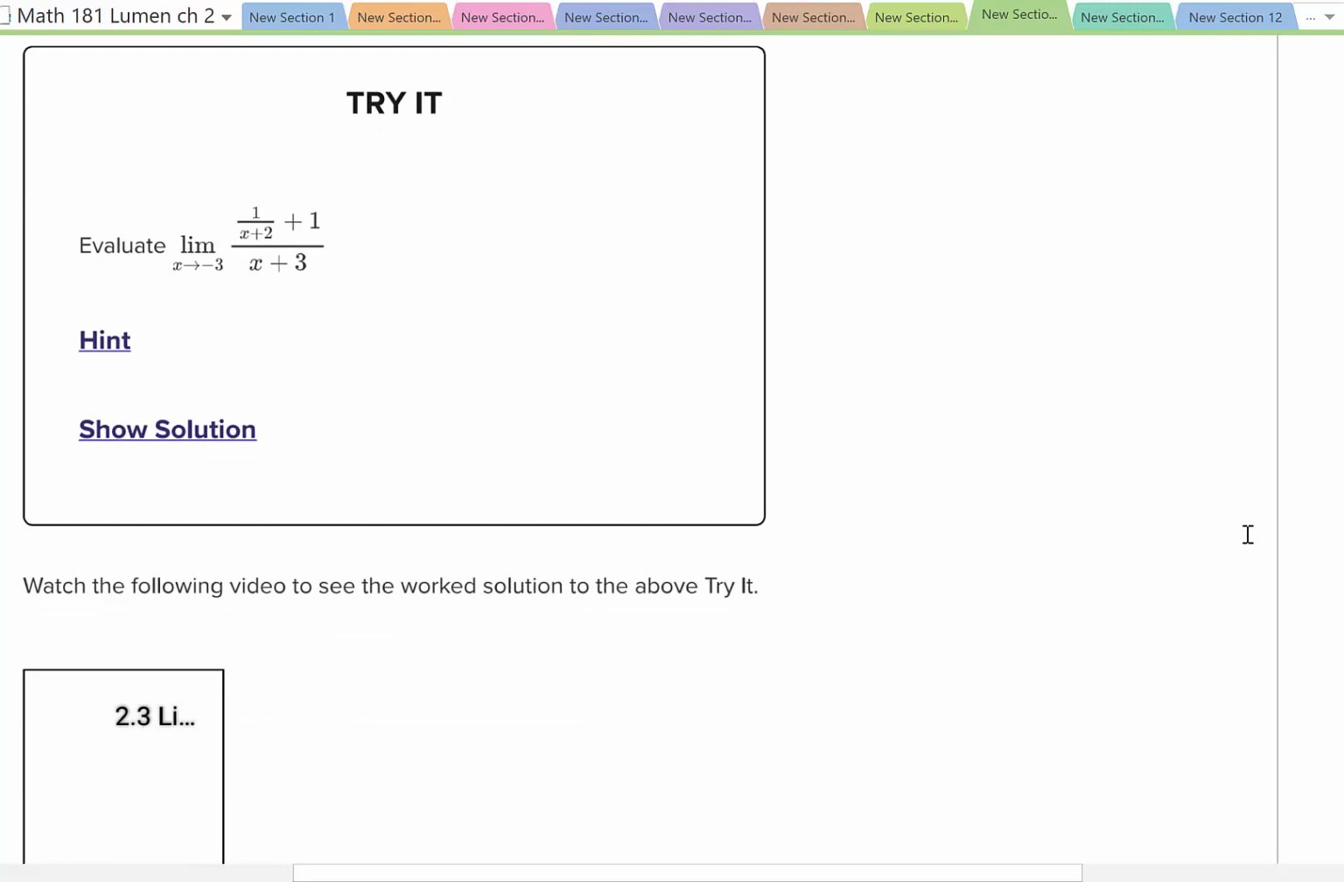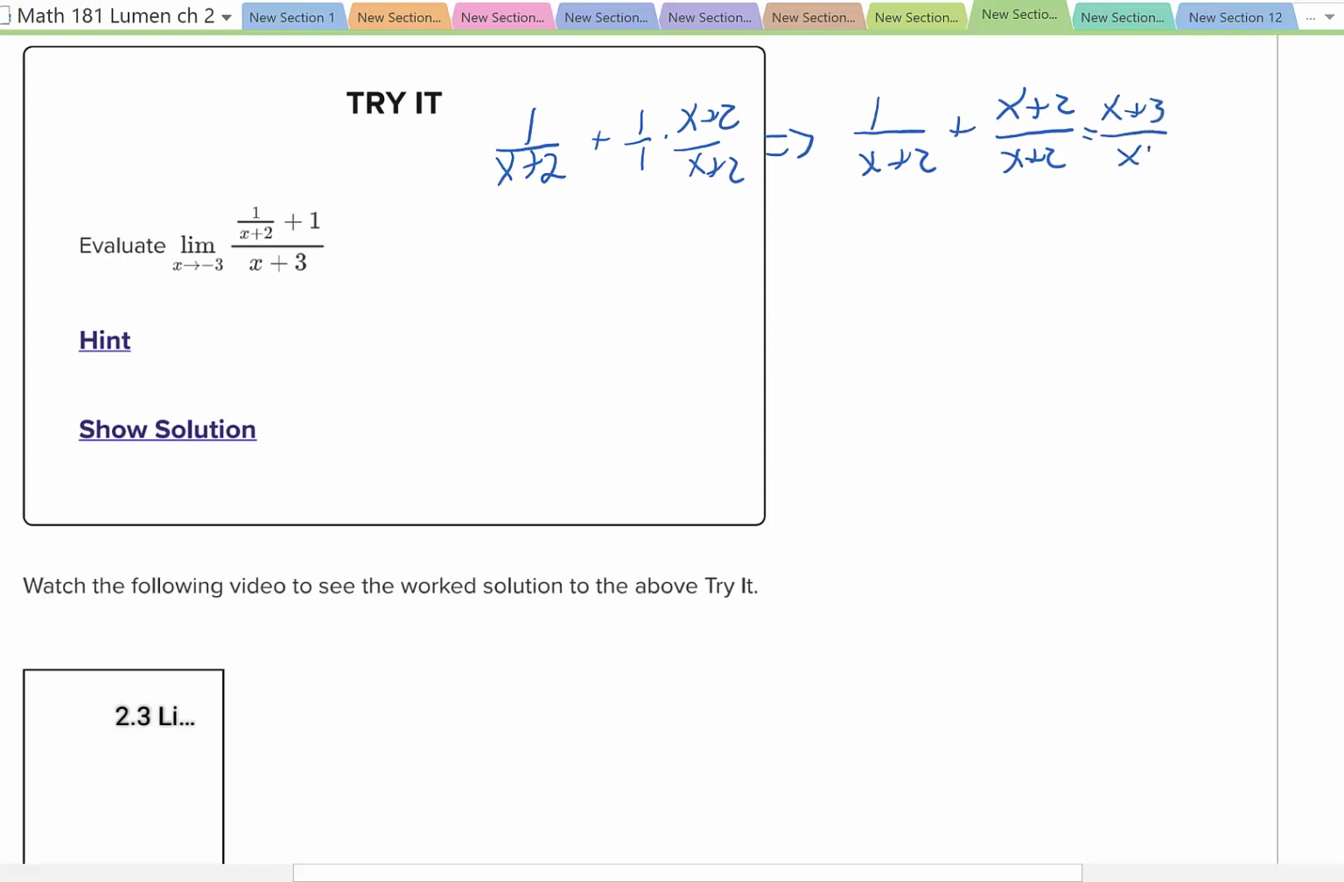Okay, let's try another one like this. So again, I'm going to step aside here and look at this 1 over x plus 2 plus the 1 over 1. Really all I have to do is multiply the 1 over 1 by x plus 2 over x plus 2, because 1 is already a factor of everything. So we end up with 1 over x plus 2 plus x plus 2 over x plus 2 to give us x plus 3 over x plus 2.